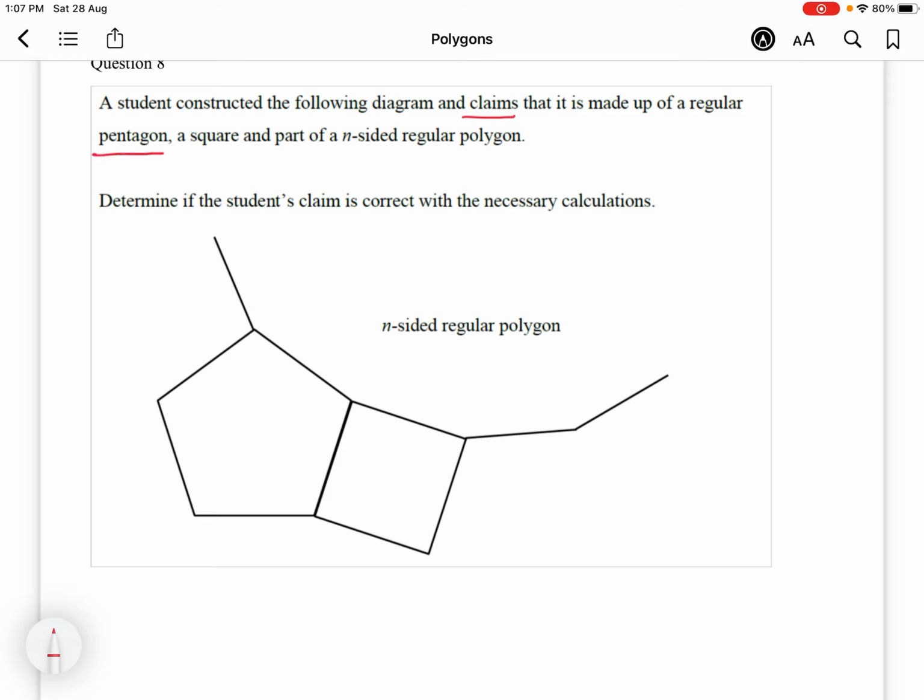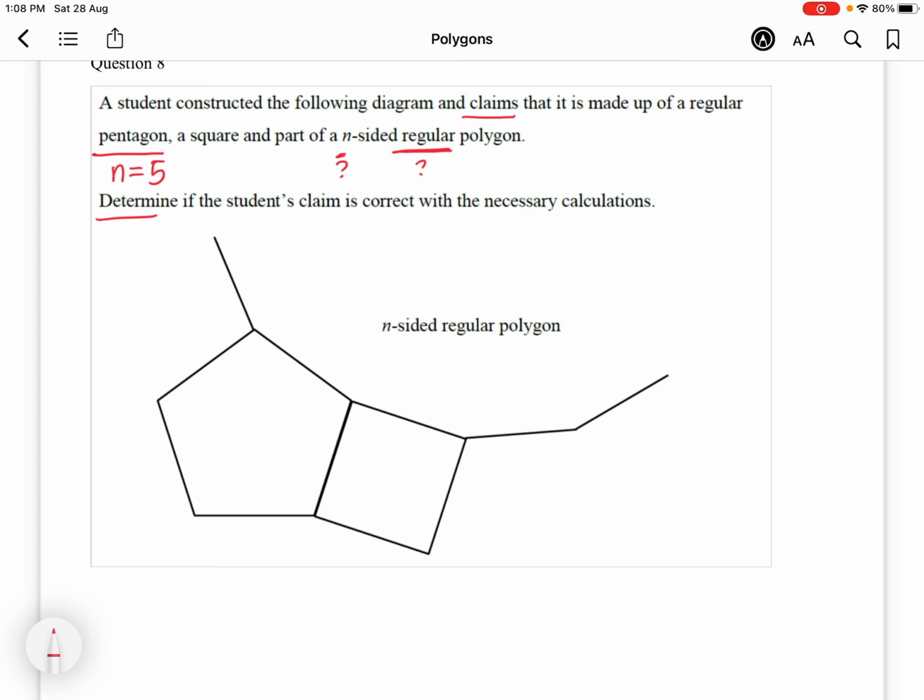Do you recall a pentagon has how many sides? So a pentagon has 5 sides, a square, and a part of an n-sided regular polygon. That's what they say. Okay, determine whether the student's claim is correct with the necessary calculations. So what we are going to do, we are going to find out more things. Okay, the number of sides, for example, what is this n, and whether it is really true that this is a regular polygon or not. Alright, so 2 objectives. Number 1, what is n? Number 2, is it really a regular polygon?